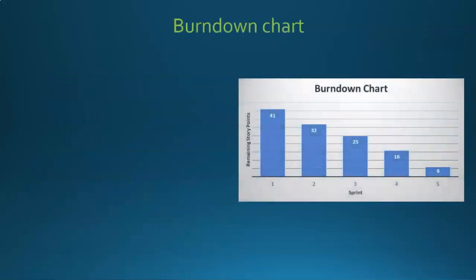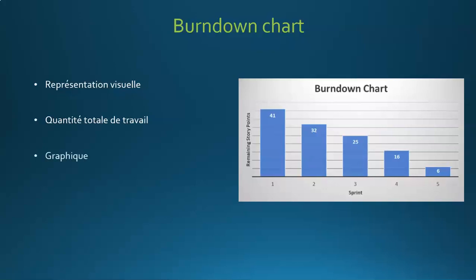The last artifact, called the burn-down chart, is a visual representation that allows us to see how much work is left to do and how much progress we are making throughout our sprints. It's something pretty simple to understand with a graph like the one you can see on the screen. You have the y-axis, which represents the number of remaining story points, and the x-axis, which shows us the sprints.